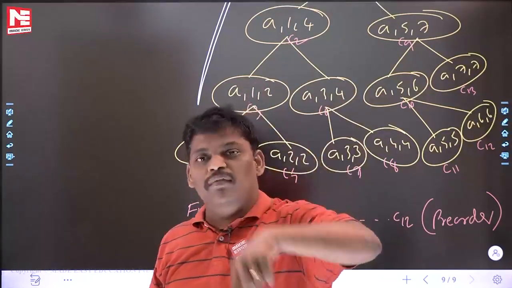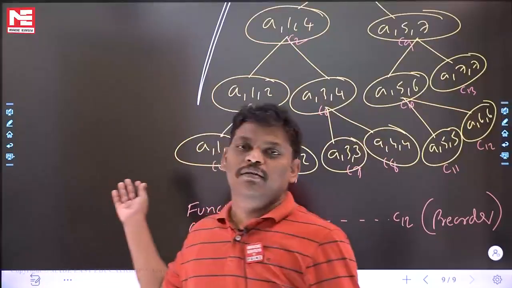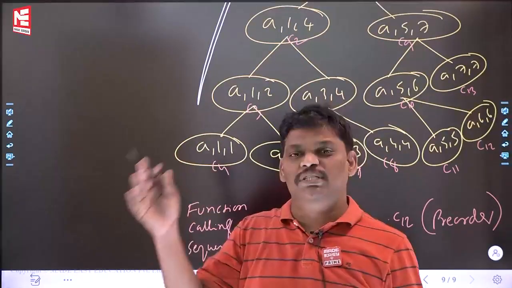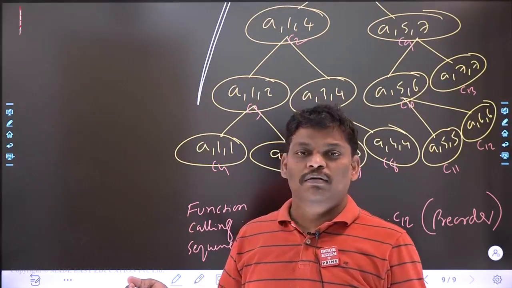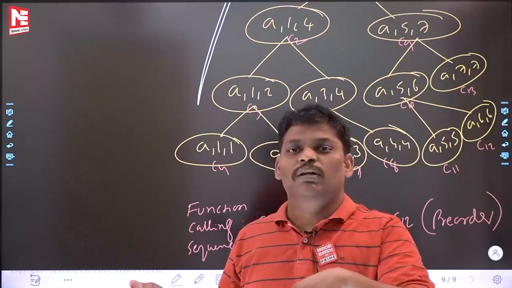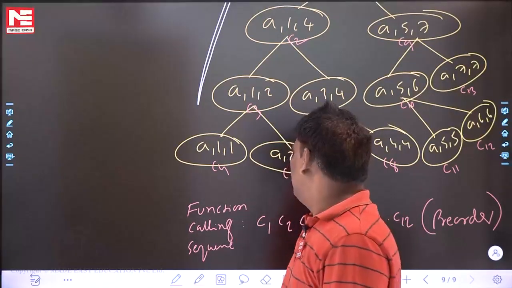After the first is over, the second will be called. After the second is over, the third, like that. First the parent, afterwards the left child, afterwards the right child. Left child means the first one, right child means the next one. Like that. This is called pre-order.